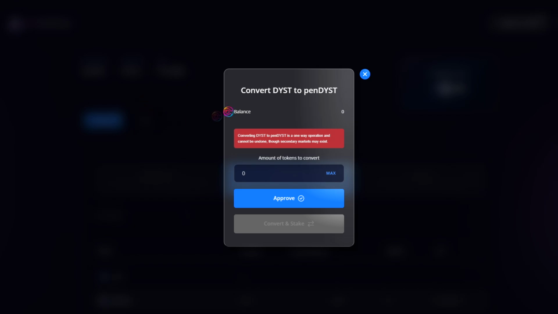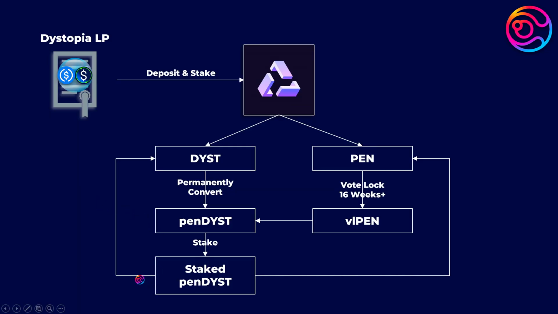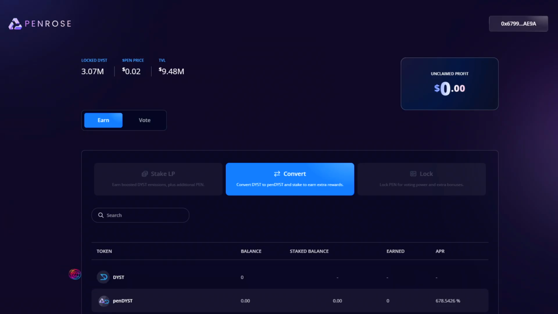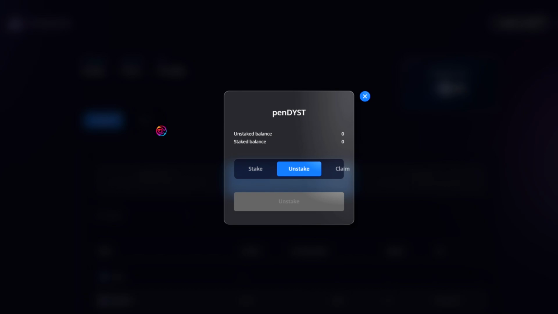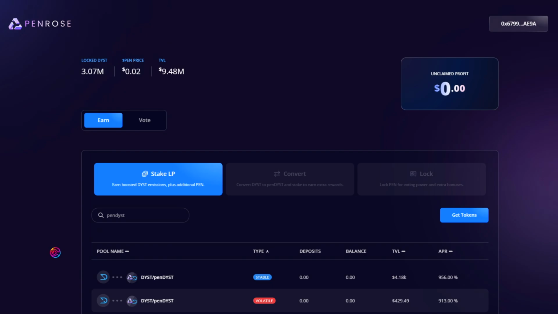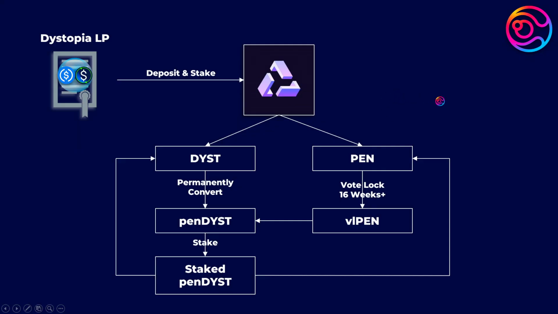When you convert, your DYST will be both converted and staked as penDYST in Penrose. Staked penDYST will earn additional DYST and PEN rewards. penDYST can also be unstaked and, as mentioned earlier, is tradable. penDYST will fluctuate at around a 1-to-1 ratio with DYST in its stable liquidity pool. Now is a good time to mention that all of these rewards are optimized and come from platform fees, liquidity pool bribes, and liquidity pool trading fees.